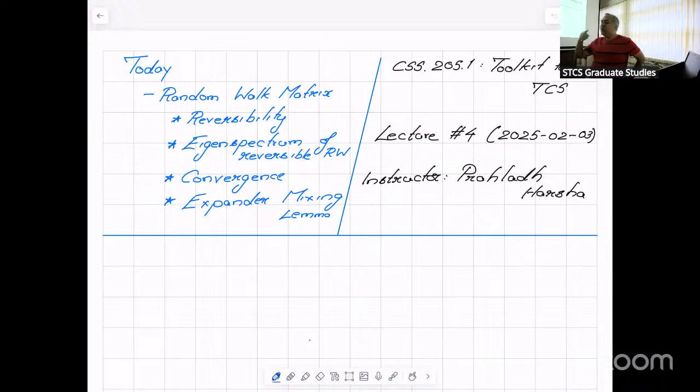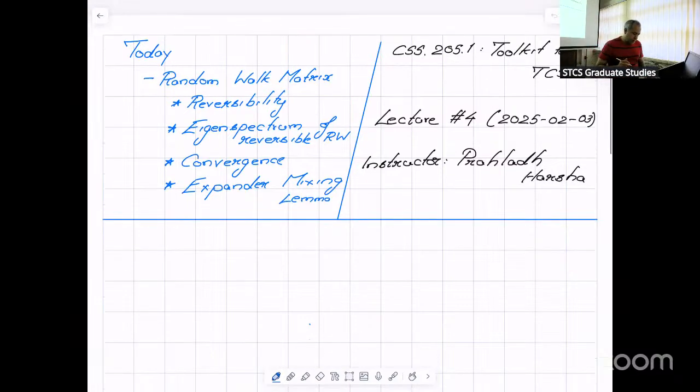We'll then focus our attention only on reversible random walks, and try to understand when these random walks converge, and what the rate of convergence is. We'll define the stationary distribution, talk about the convergence to the stationary distribution, and then look at something commonly called the expander mixing lemma. This is a very powerful tool which will be repeatedly used in several applications, at least in theoretical computer science.